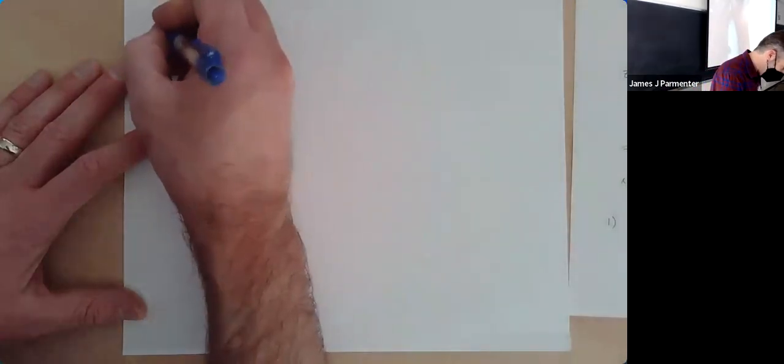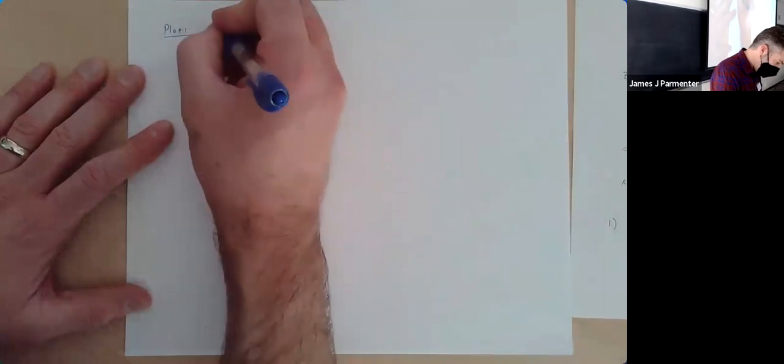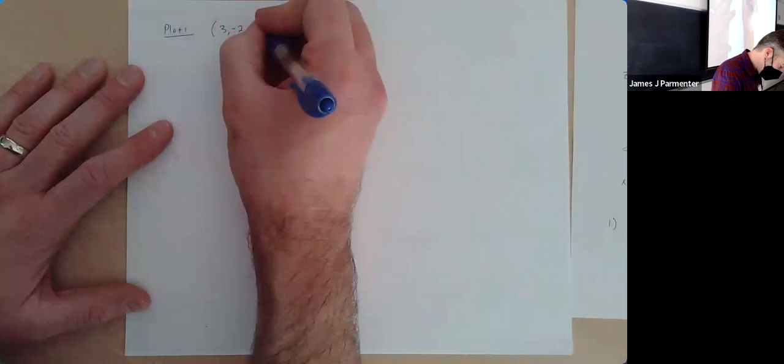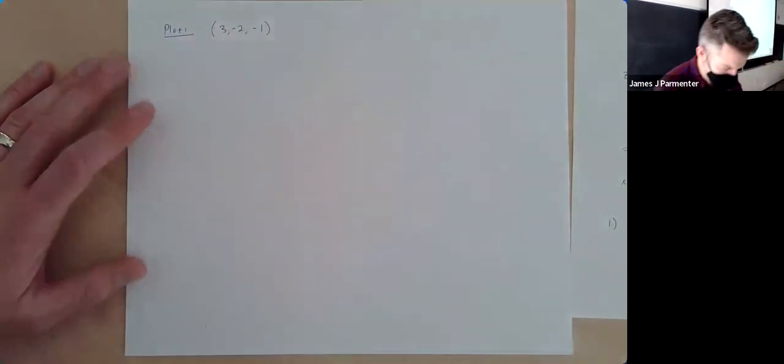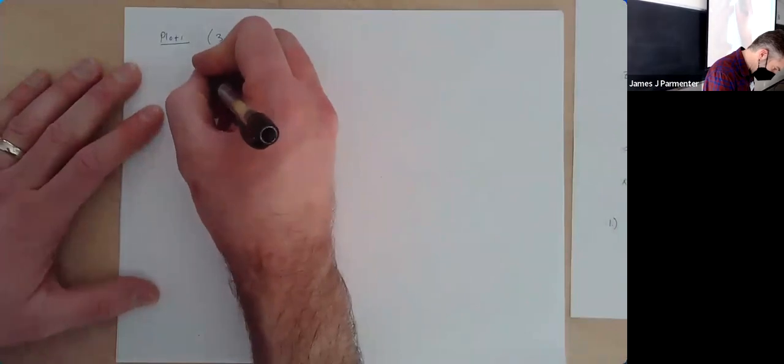Do I want to plot it on the same axis? Not really. Let's say we want to plot the point (3, -2, -1). Let's try and be slightly more efficient. So here I shouldn't just draw the positive parts of X, Y, and Z. I should draw the full thing. So I'm going to do this.